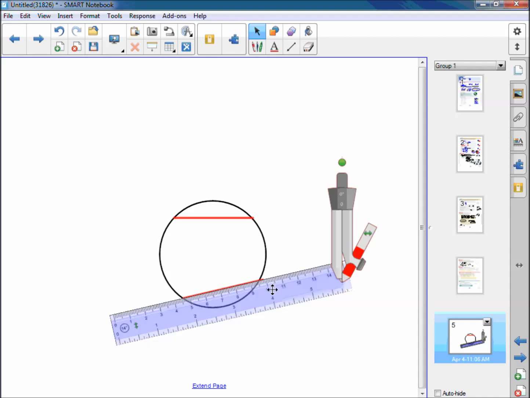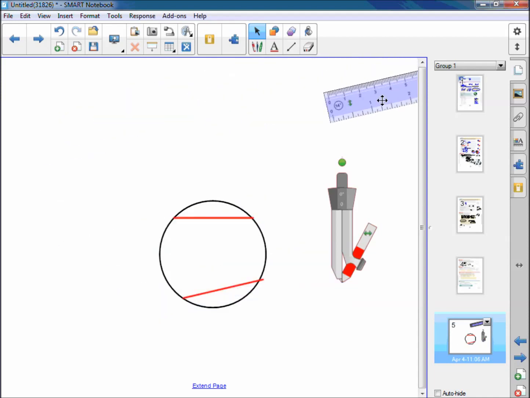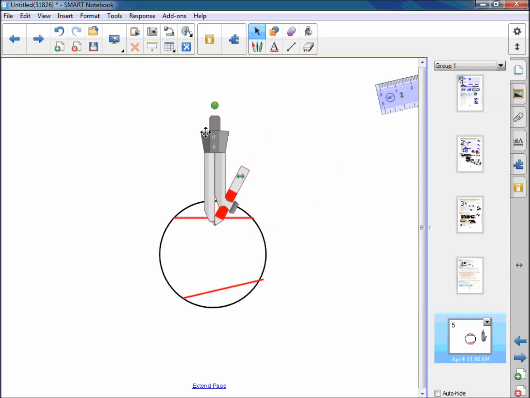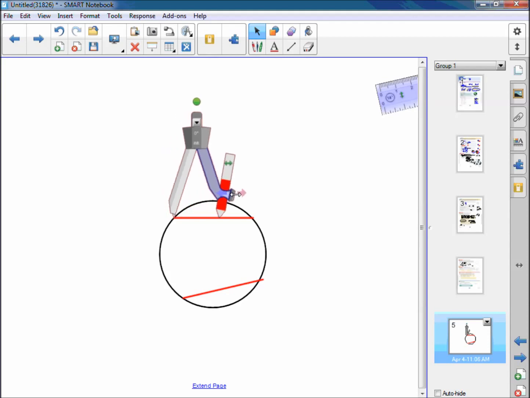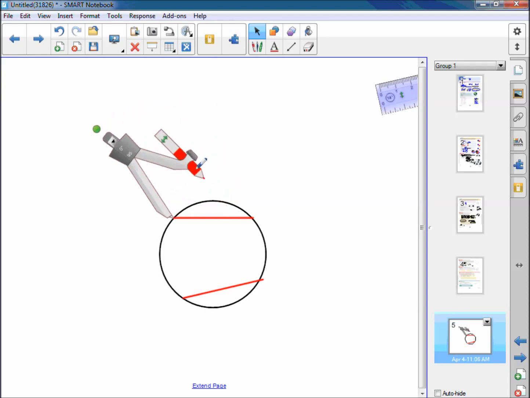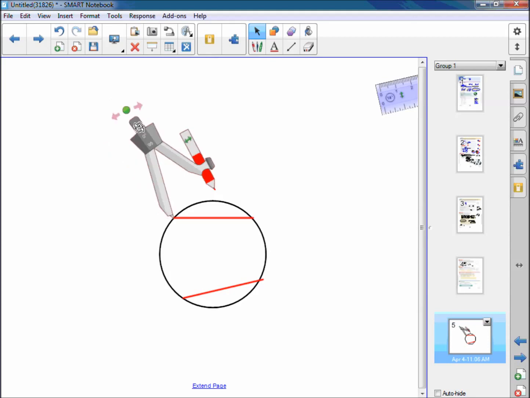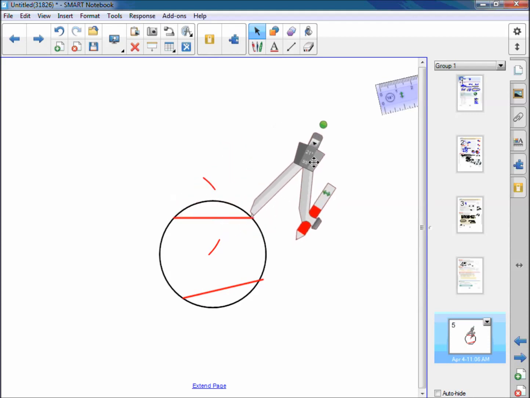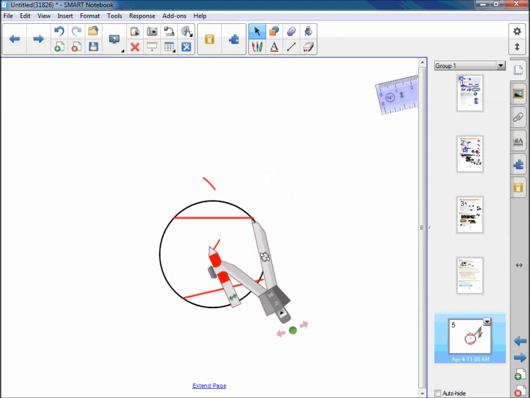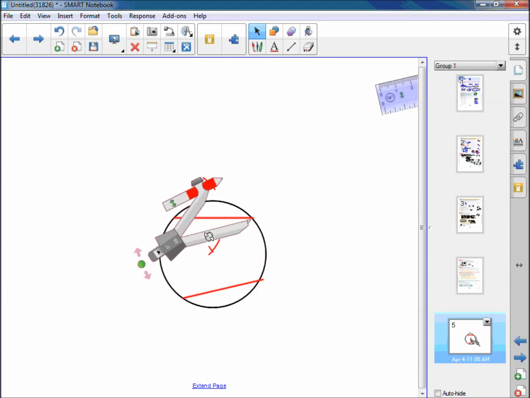All right, so now we have to make perpendicular bisectors, so we can move the ruler out of the way and grab this tool. To make a perpendicular bisector, remember you just open up your compass so that's more than halfway. Okay, and then we make marks here and here. And then we go to the other side of our segment and we do the same thing. We make marks here and here.